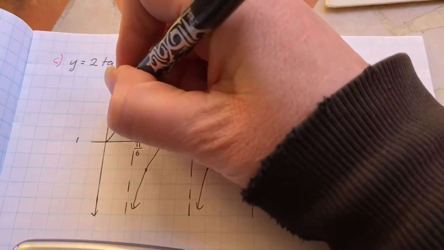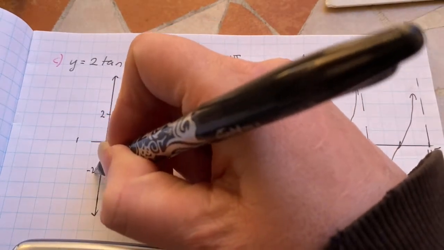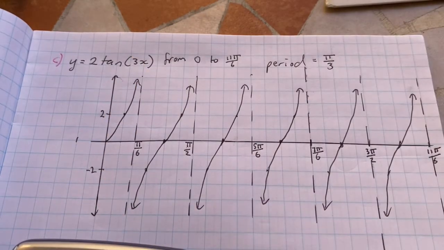So I know that that value there is 2, and that gives me a really nice scale on my graph. We could put the -2 on as well. So that's the process I would use for that.